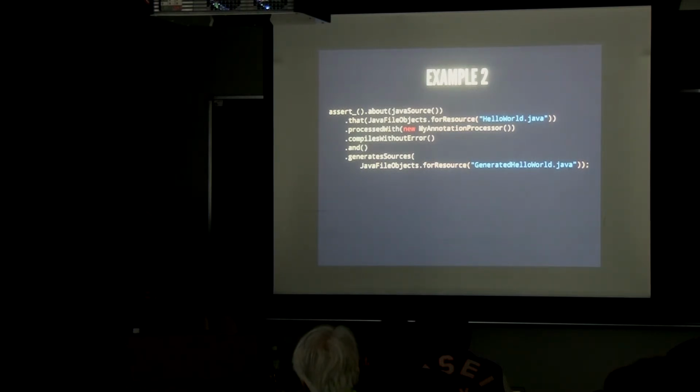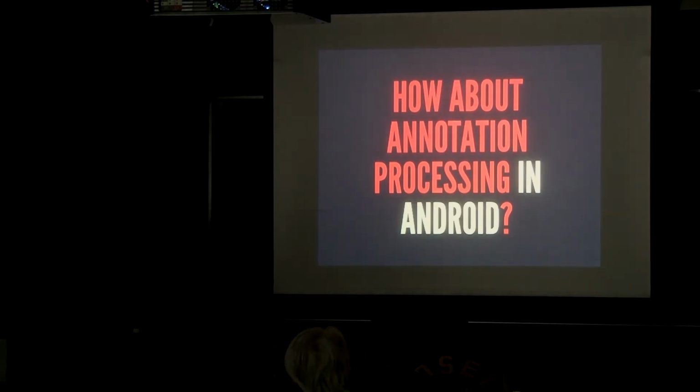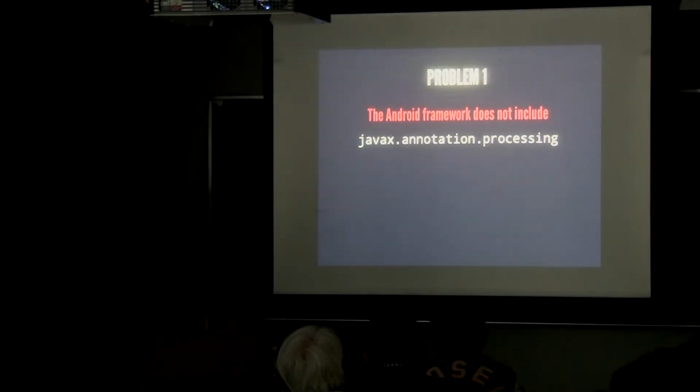So now we covered annotations and the basics of annotation processors. So now you actually have all the tools you need to write an annotation processor and test it. So how about Android? How does annotation processing work in Android? It works exactly in the same way, but there are a few things that you have to be careful about, and I'm going to list them here. The first problem is that the Android framework does not actually include the javax.annotation.processing package. So how do you actually manage to implement an annotation processor when you don't even have access to the package?